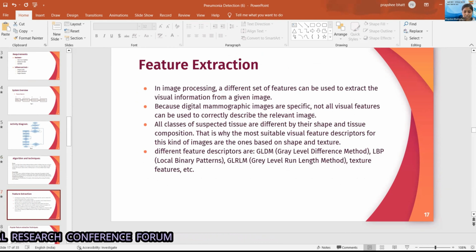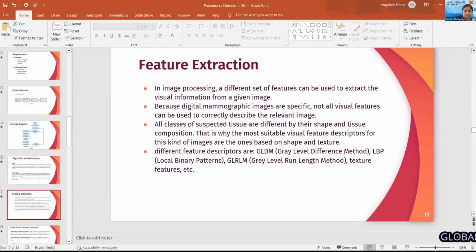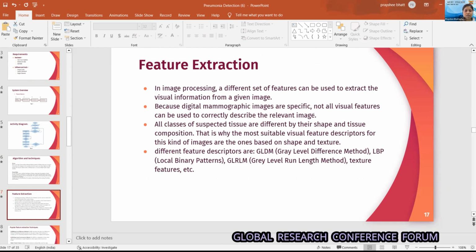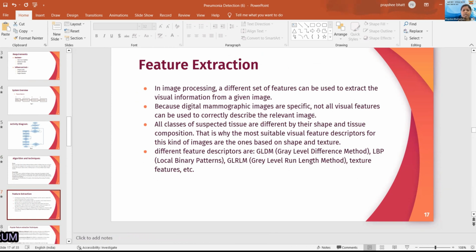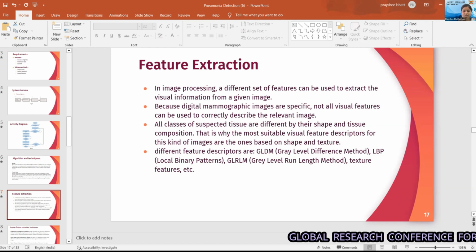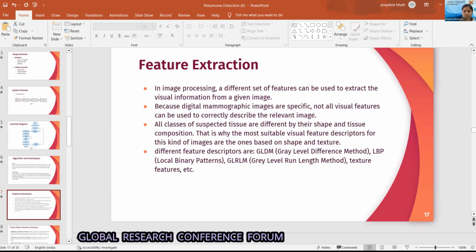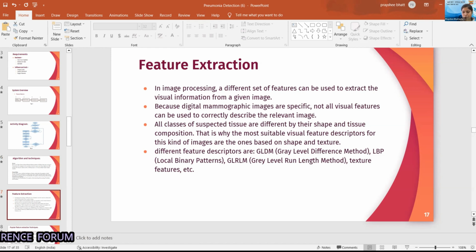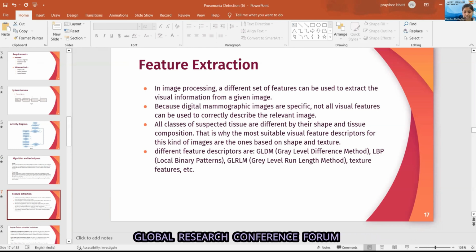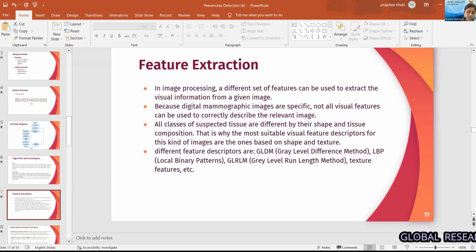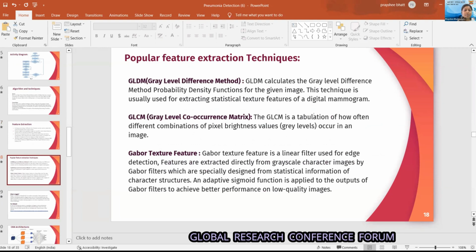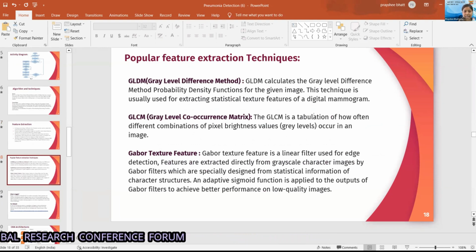Then is the feature extraction. Basically, it is the visual information that has been collected from the image, basically the X-ray image, how much data has been accumulated. Because digital mammographic images are specific, all features need to be collected for further analysis. The suspected tissues may be of different shape and composition, and based on that, GLDM, the gray level difference method, or local binary patterns are used for extracting the features from the X-ray image. These are some of the popular extraction techniques, like GLDM, GLCM, and Gabor texture feature.